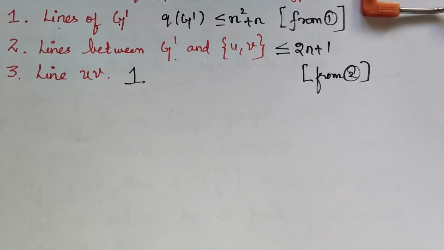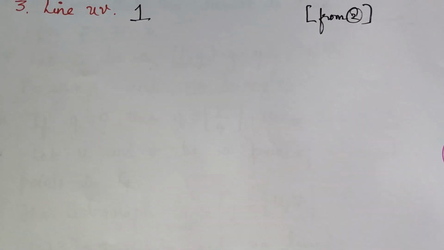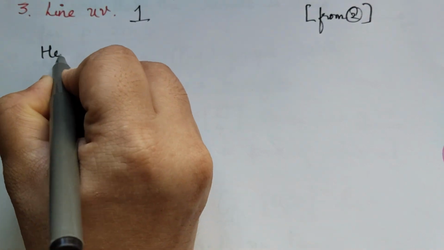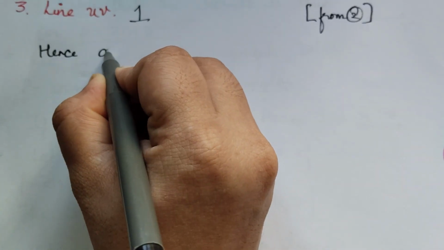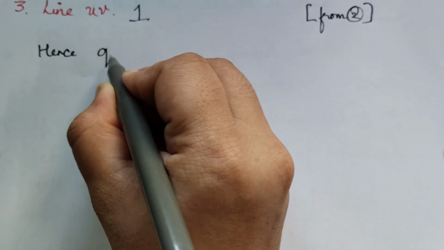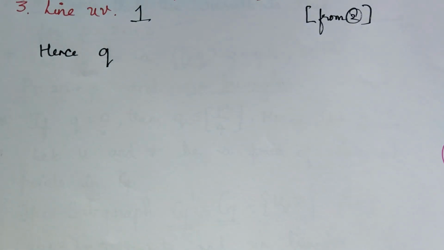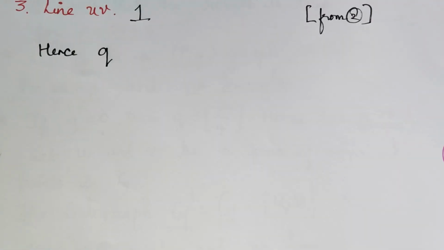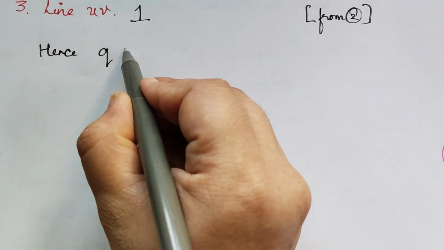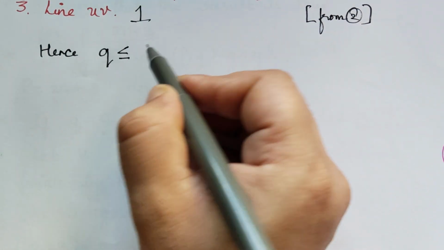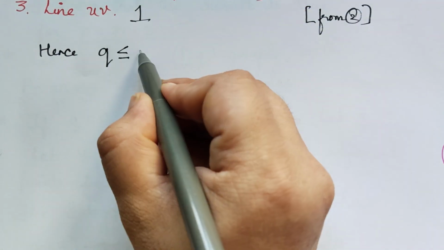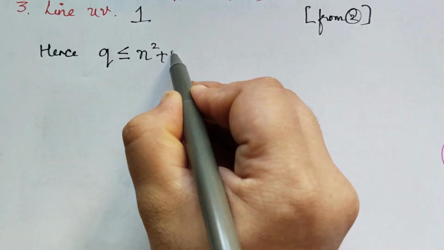Now how will the edges of G be? Hence the edges of G, because G has Q number of edges, will be lesser than or equal to, the first one, n square plus n. So n square plus n.